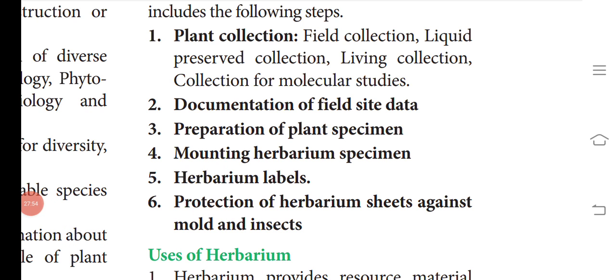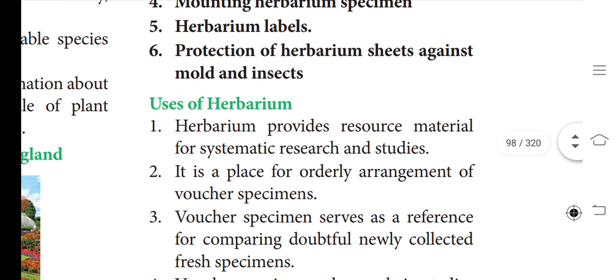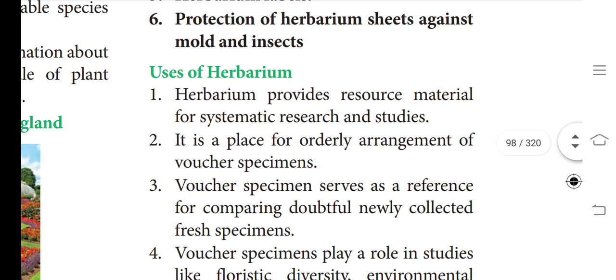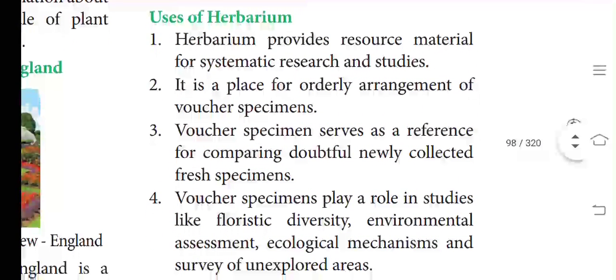So, documentation of field site data, preparation of plant specimen, mounting herbarium specimen, herbarium labels, protection of herbarium sheets against molds and insects. Once the plants are preserved onto the paper, there is every chance of molds. Molds are fungi. There is a chance for the fungus to grow on the moisture that is present in the plant. So to avoid that, it should be properly treated with a chemical.